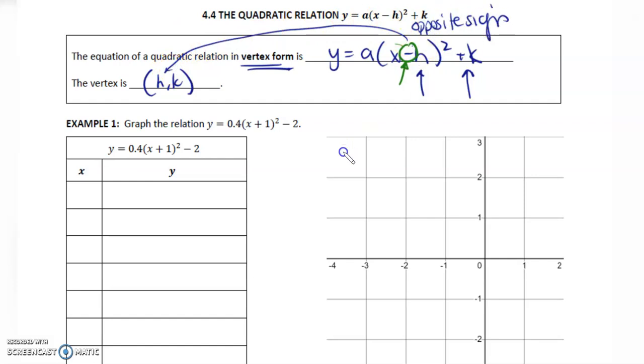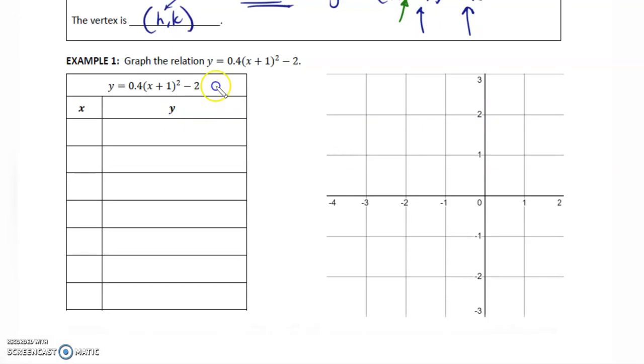Okay? So example 1, graph the relation y = 0.4(x + 1)² − 2. If you remember, the first thing you want to do is take this h value and plug it into this middle box right here. This is going to be our vertex. Instead of being plus 1, we're going to do minus 1.